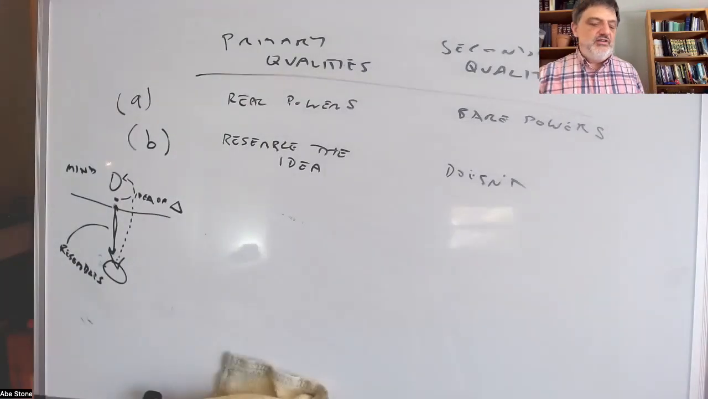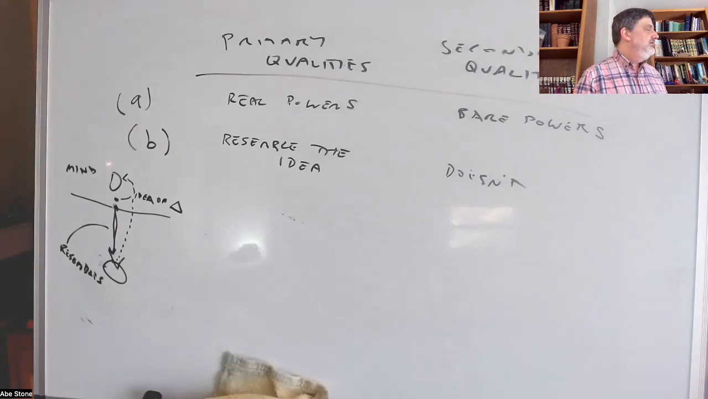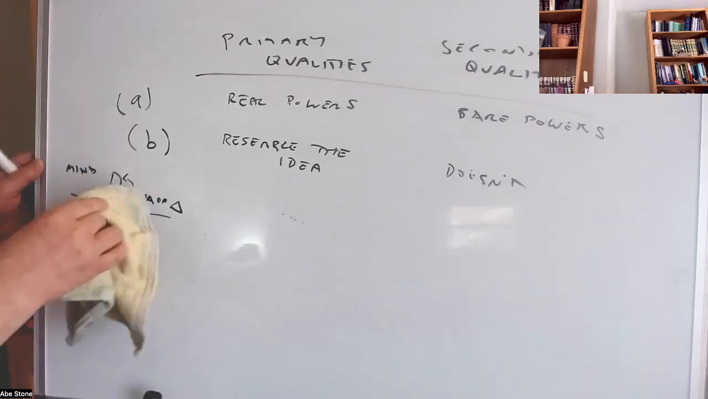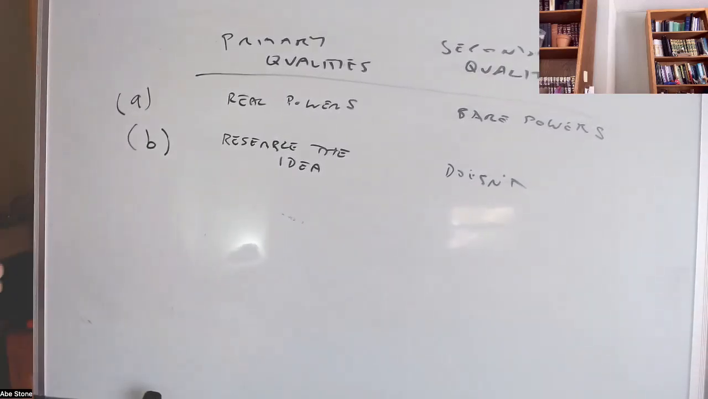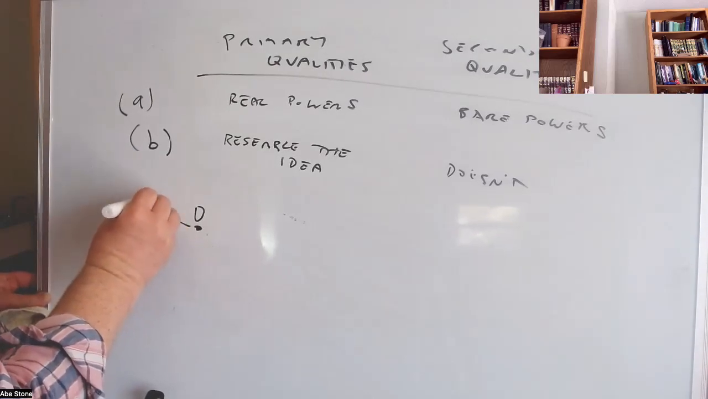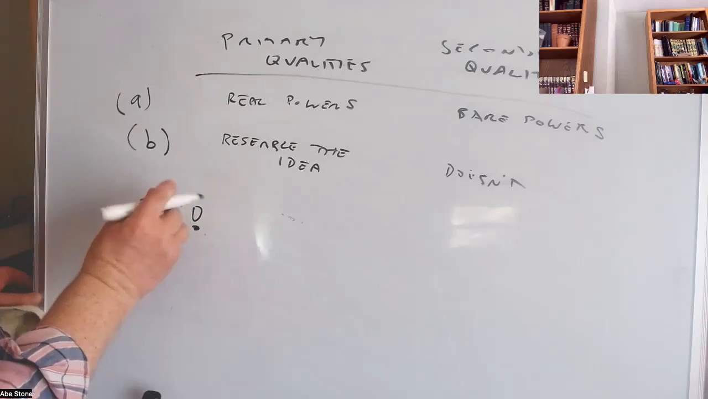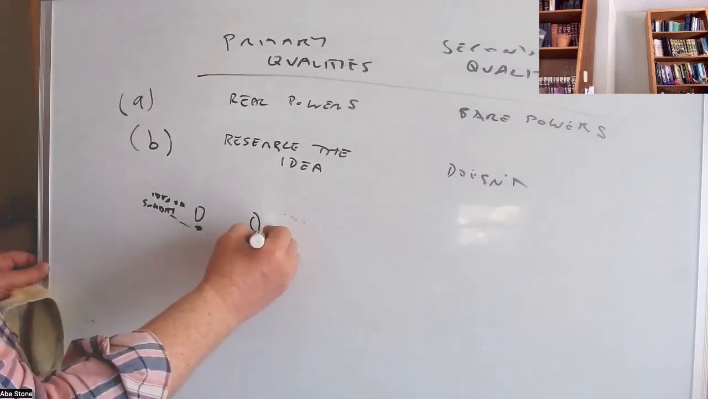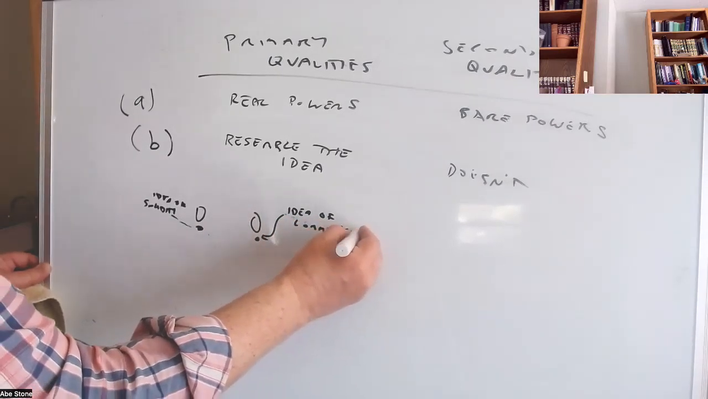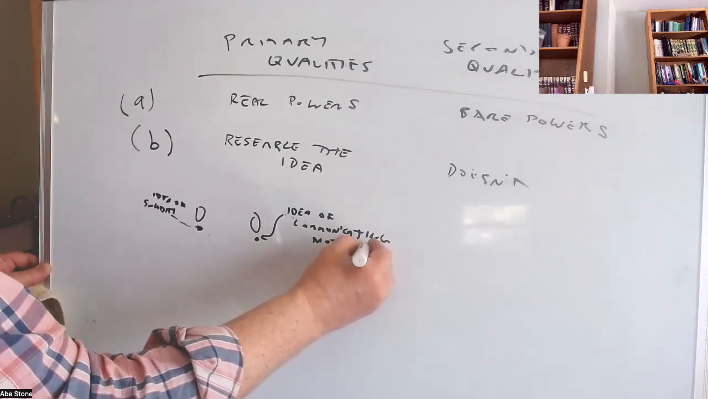And what I was claiming before is that that explains both what he means when he says the primary qualities resemble the ideas, and what he means when he says that they're real powers, not bare powers. So now let me redraw this, but with two ideas. Here's the idea of solidity. It's probably not really readable. Oh, well, this is the idea of solidity. And this is the idea of communicating motion by impulse.